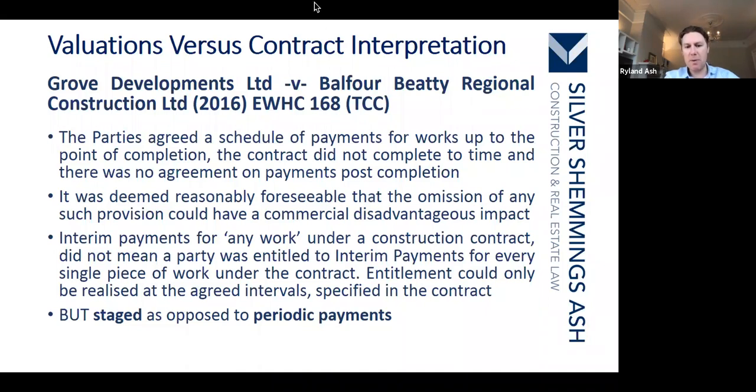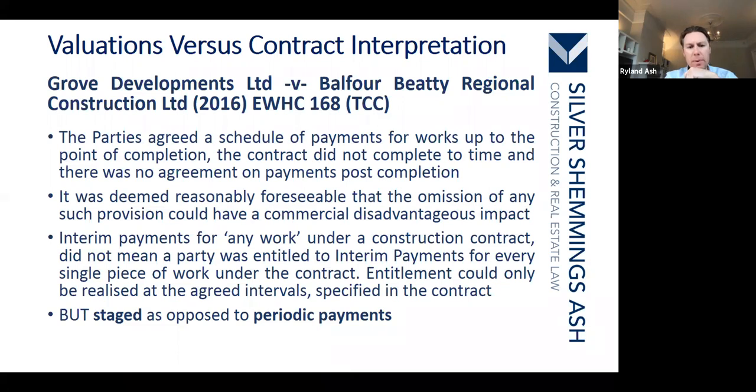Interim payments were for any work under the construction contract, but that did not mean a party was entitled to interim payments for every single piece of work under the contract, and entitlement could only be realised at the agreed intervals specified in the contract. So the point in this case was that there was a schedule for interim payments that expired. And essentially the courts decided that once that schedule runs out, there's no other entitlement to interim payments.